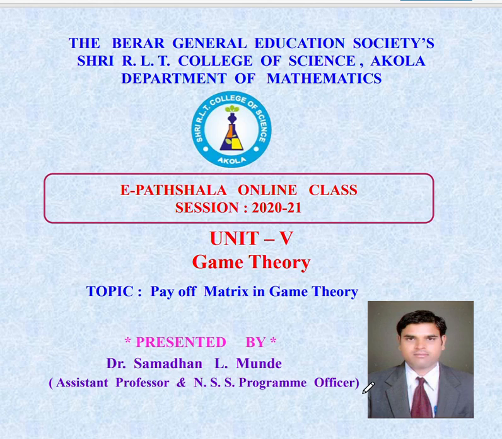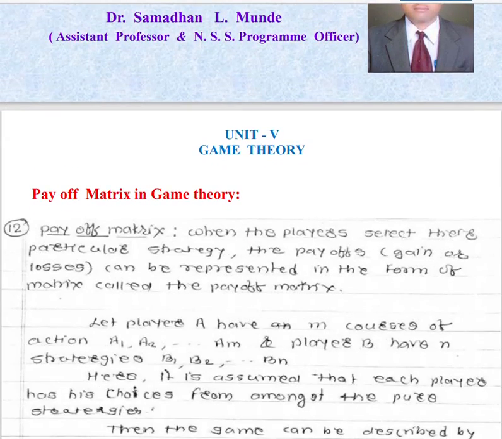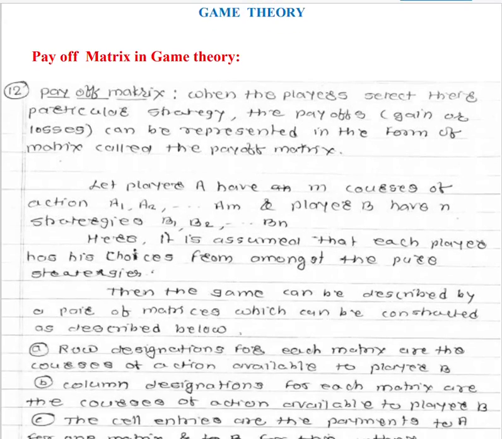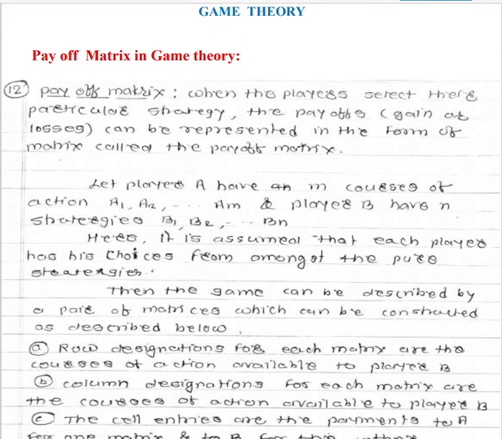Dear student, in a previous lecture, we have seen some basic definitions of game theory. Now in this lecture, we will see the next point, that is the payoff matrix in game theory. What is the payoff matrix in game theory? Before we start, we will see the definition of the payoff matrix. How will you define the payoff matrix in game theory?